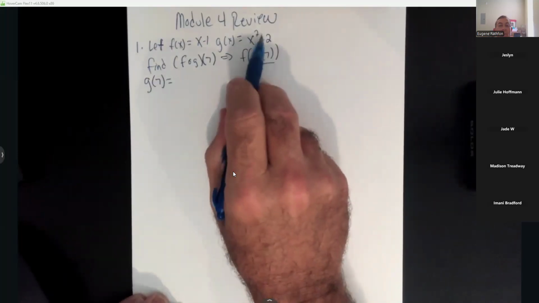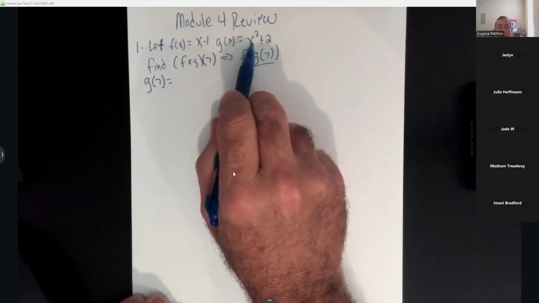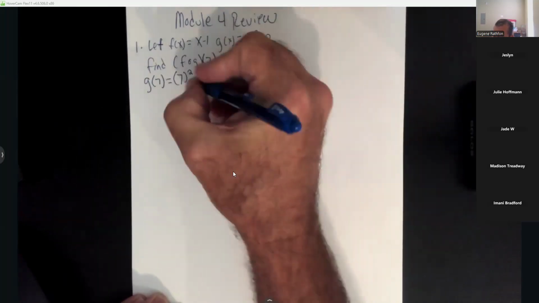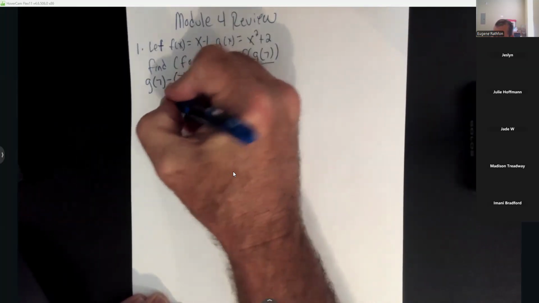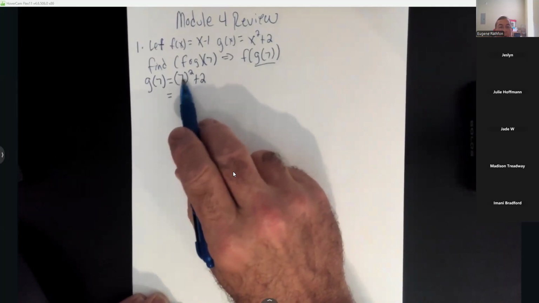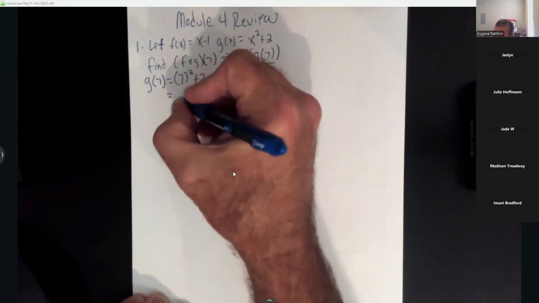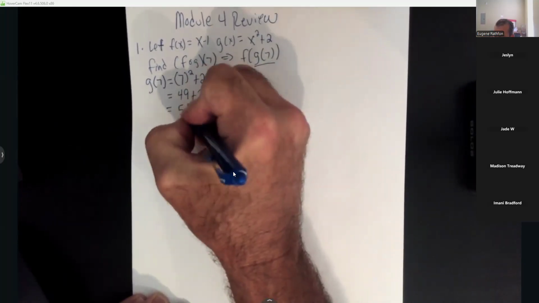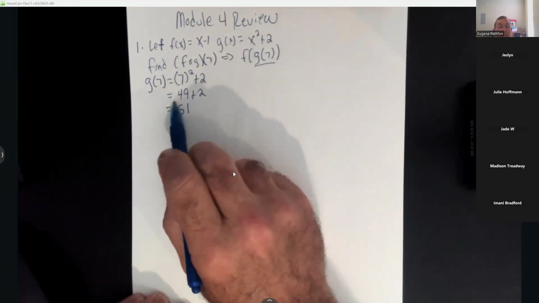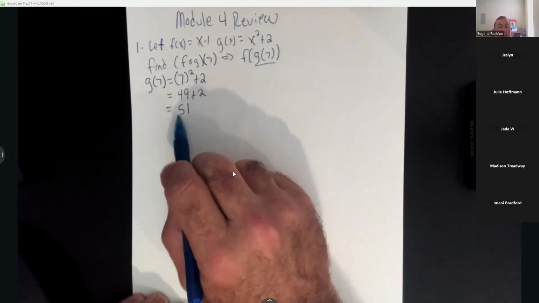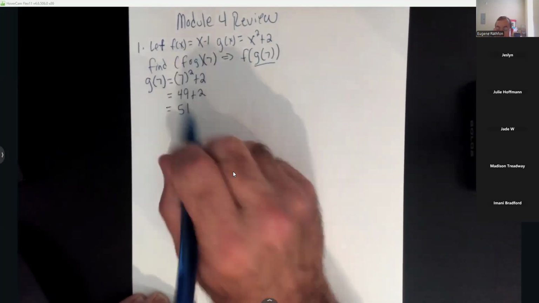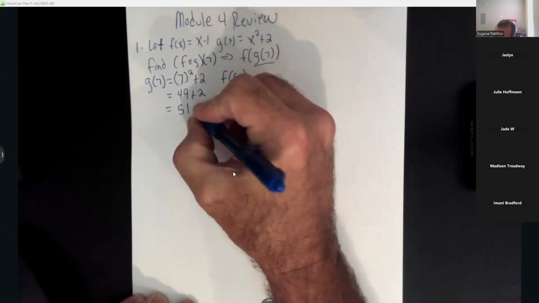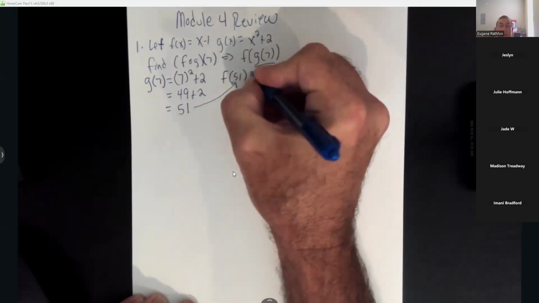So for g of 7, we're going to take this g function and put a 7 in for the x. So that's going to give me 7 squared plus 2. All right, so working this out, I will do my exponent first. So 7 times 7 would be 49 plus 2, which gives us 51. So since g of 7 is 51, we now put this into the f of x. So that means we're finding f of 51. So that 51 goes right into the f, okay?